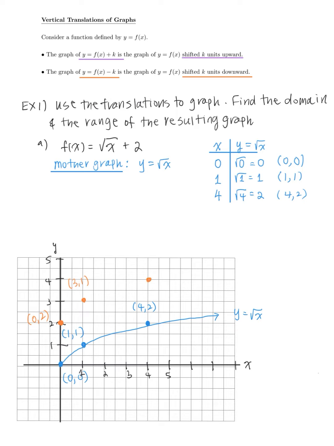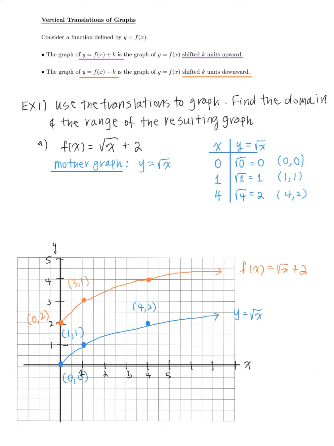All right, now let's connect those dots. It's not too bad, I guess. So this is the graph of f of x equals square root of x plus 2.